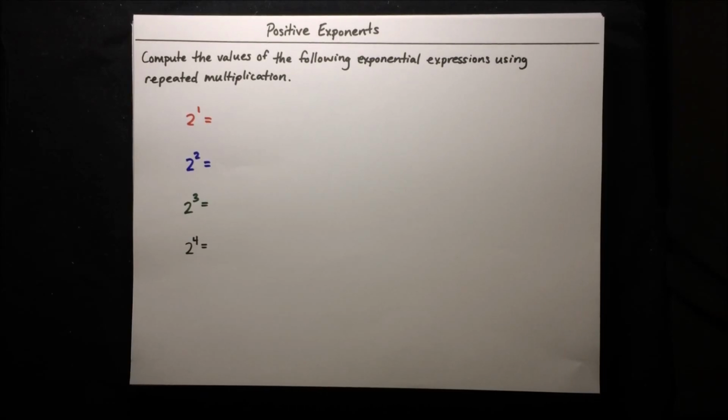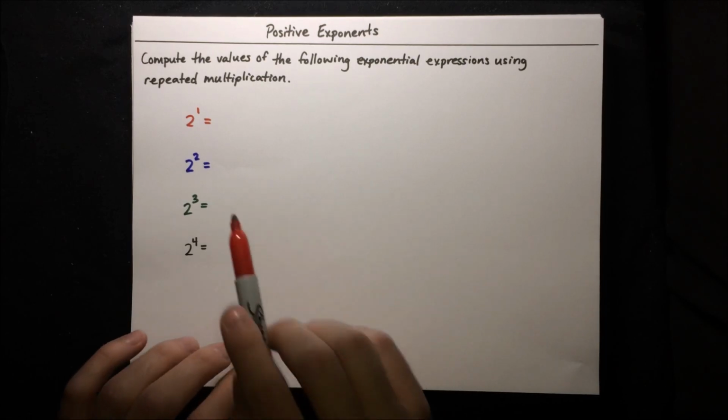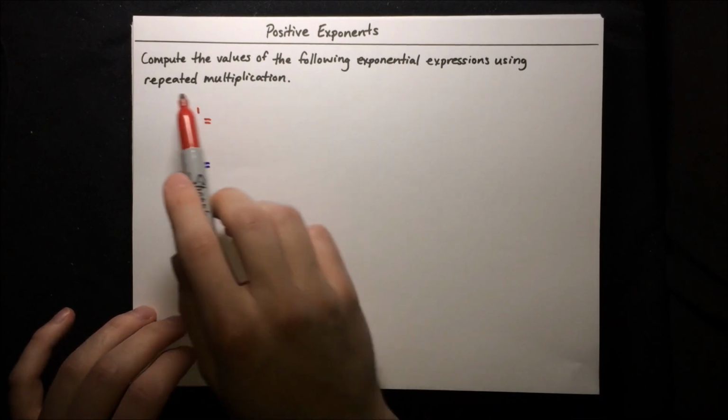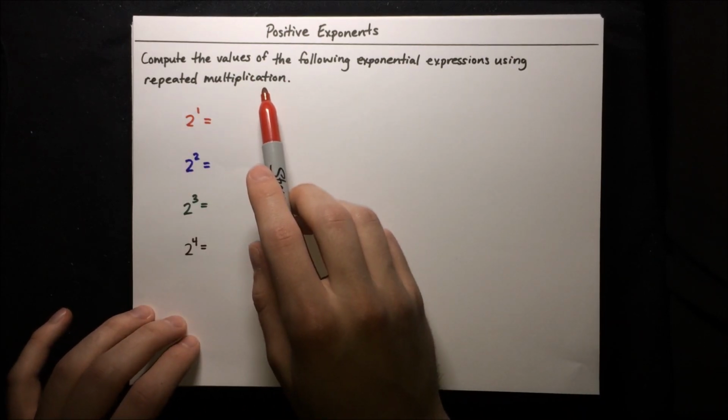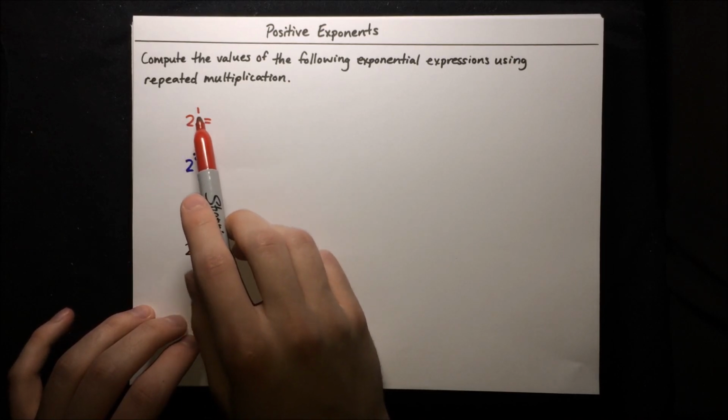In this video, we're going to practice computing positive exponents of numbers. Remember that to raise a base to an exponent means that we just need to repeatedly multiply the base however many times indicated by the exponent. So here we're going to compute the values of the following exponential expressions using repeated multiplication, by repeatedly multiplying that base according to how many times indicated by the exponent.